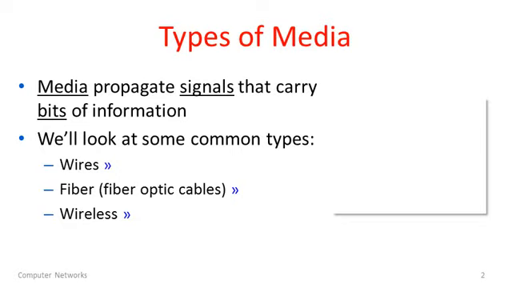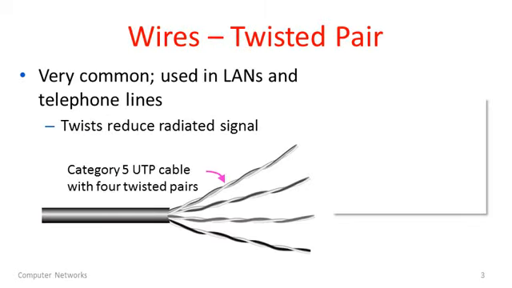We're going to start with the most common one, which is the twisted pair, which reduces the radiated signal. The most common one that we have is called a Cat5 UTP cable, and you can see an example right there of how it works. It's a twisted pair cable for carrying signals.